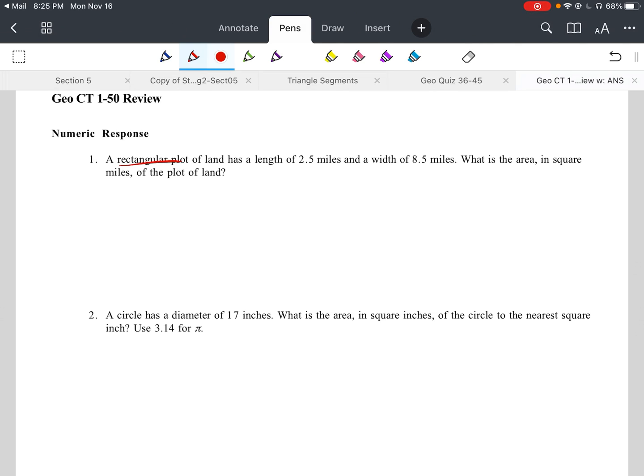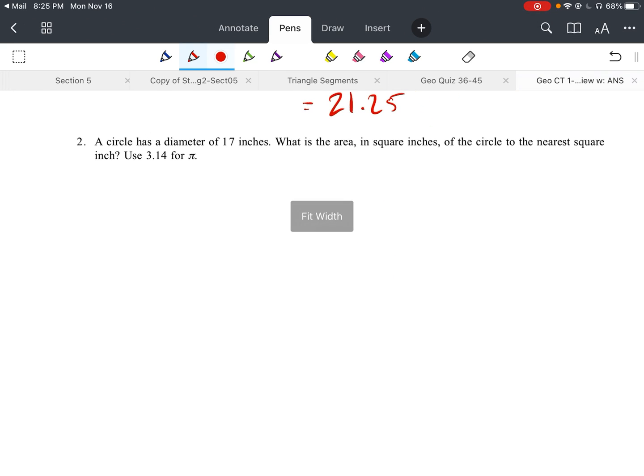Rectangular plot. What is the area? Gives you the length and the width. So A equals LW because it's a rectangle. And that's 2.5 times 8.5. And you just punch in the calculator. You should get 21.25 square miles if they ask for the units. Good stuff. Easy enough.